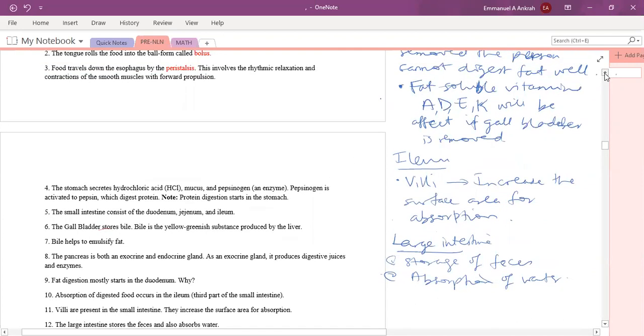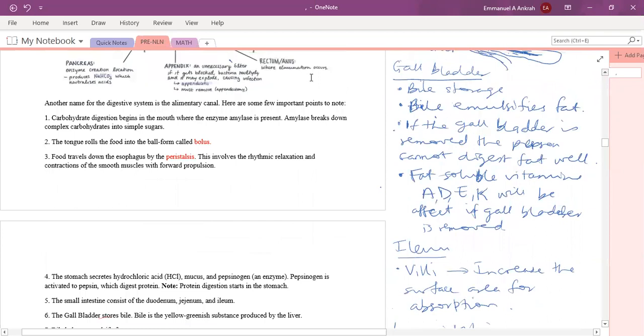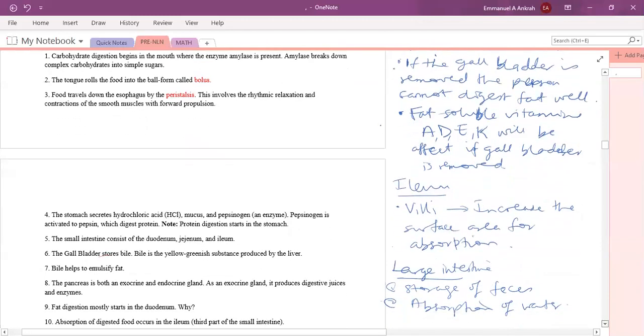Okay, so this is a good overview of the digestive system. I have a summary here. Another name for the digestive system, remember, is the alimentary canal. So they ask that question somewhere in the book, alimentary canal. And this is a summary of what I've said. Everything's right there.